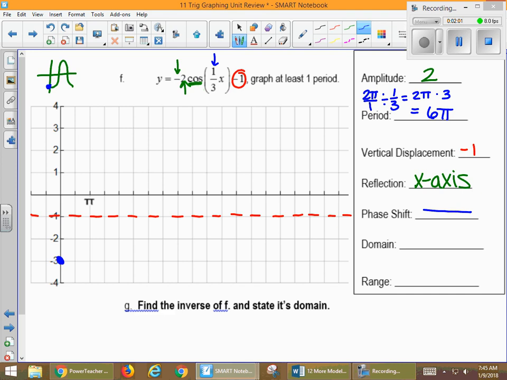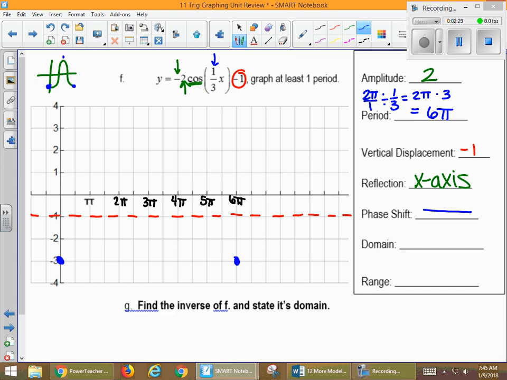My period here is 6 pi, so my next minimum is going to be out at 6 pi, which I probably should mark. So there's pi, 2 pi, 3 pi, 4 pi, 5 pi, 6 pi. So my next minimum is way out here at 6 pi.